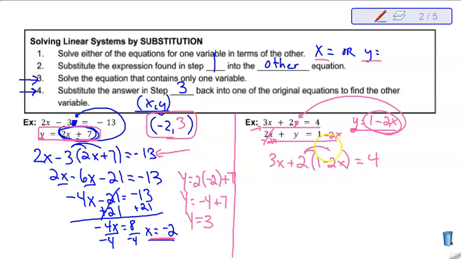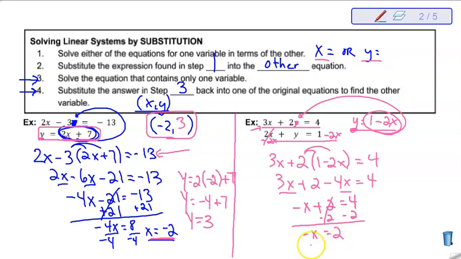And again, just like last time, we end up having an equation that we can solve. Let's distribute our 2 to get 3x plus 2 minus 4x equals 4. Combine your like terms, gives you a minus x plus 2 equals 4. Subtract 2 gives me negative x equals 2. And you can divide by negative 1 if you want, or just change the signs to make that a positive x, okay? So x equals negative 2. Again, my solution is going to be the point negative 2 comma something.